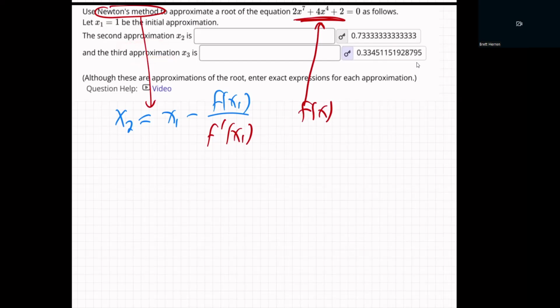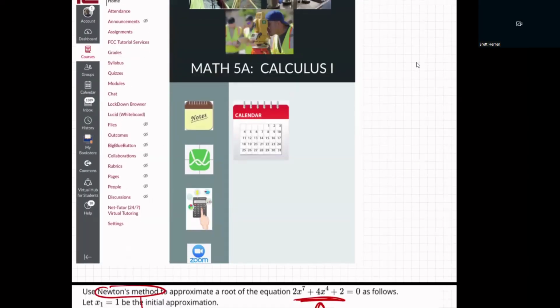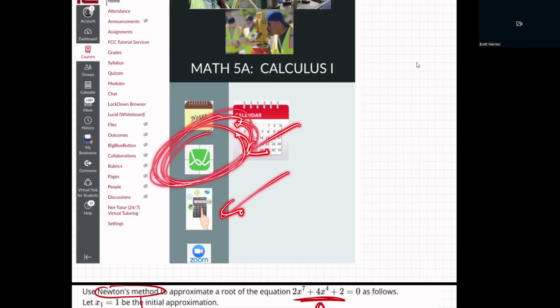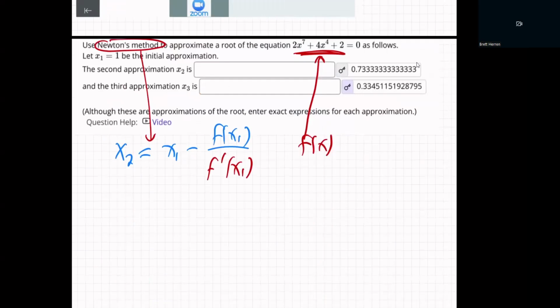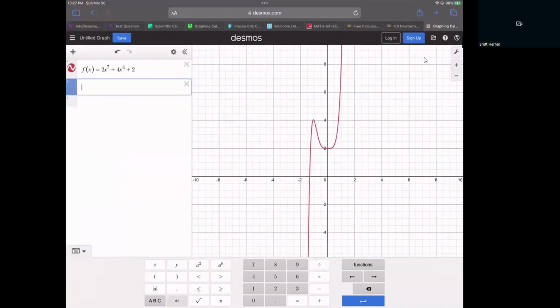Well, what we basically do is we're going to go to the home page of our Canvas course right here. And on the home page, I put in a new link. There it is. That's the Desmos graphing calculator. The one down here is the Desmos scientific calculator, but the one up here is the newly added Desmos graphing calculator link. If you click on that, it'll open up a graphing calculator. So let me show you that. There it is. So there's what it'll look like.